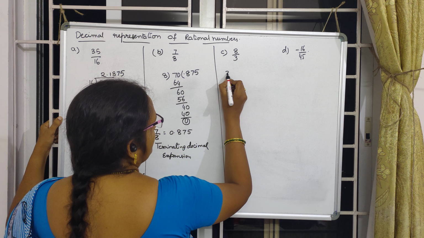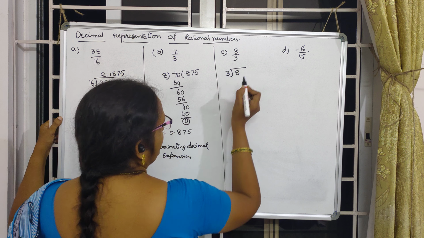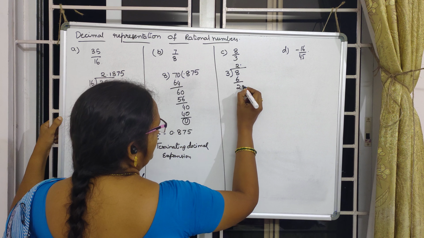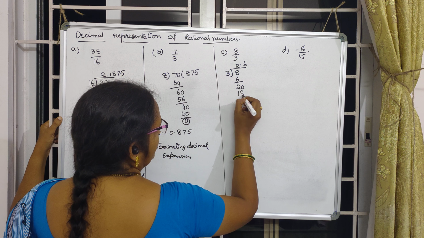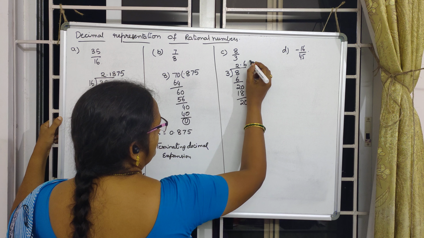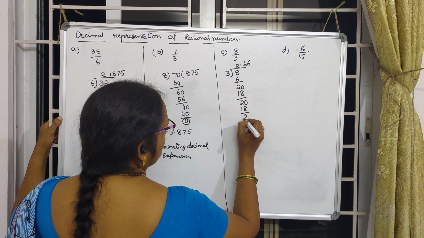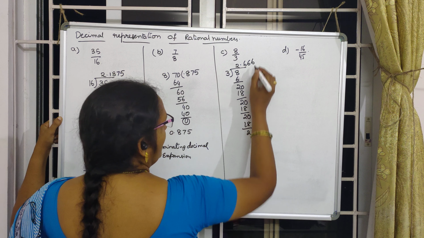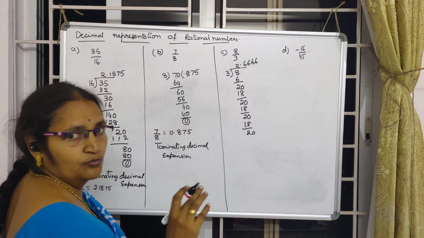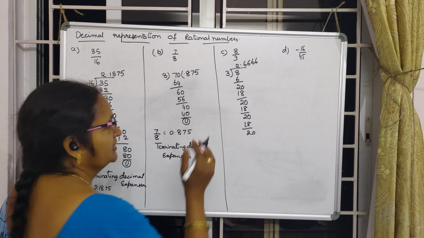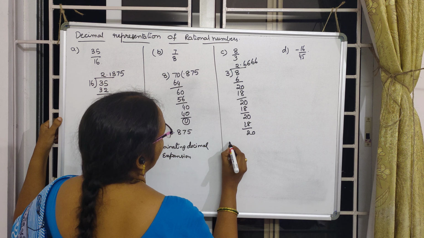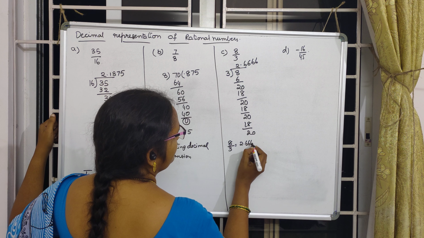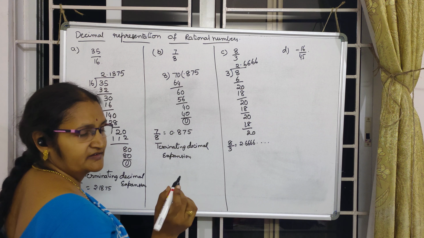8 by 3. 3 will be the divisor. 8 will be the dividend. 3 2s are 6. 2. Put the point 0. 3 6s are 18. 2 0. 3 6s are 18. 2 0. As long as you go, it won't stop after certain position. So here this is what we will write there. 8 by 3 equal to 2.6666 and so on. So many 6's will come.